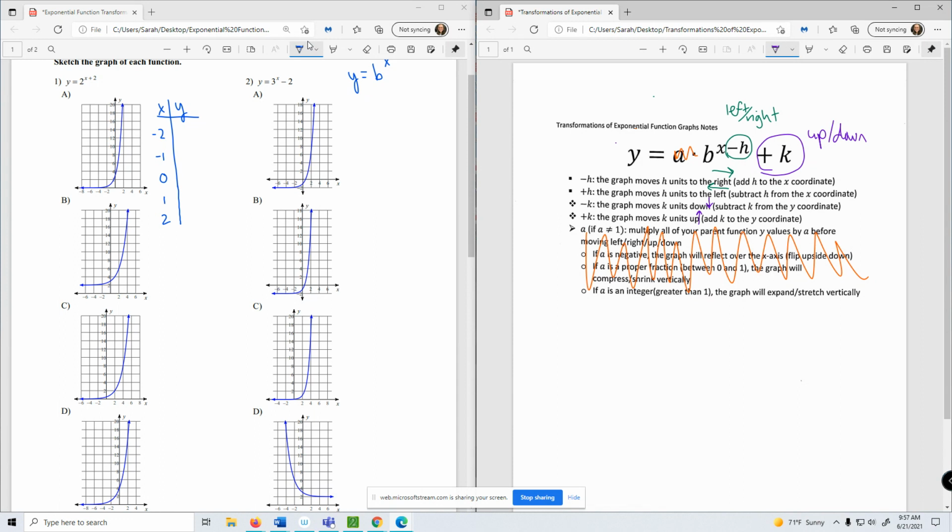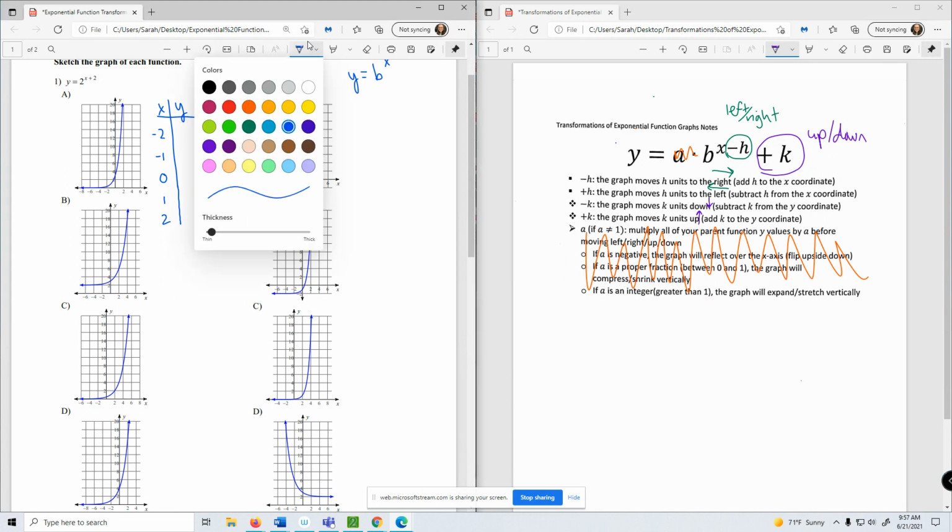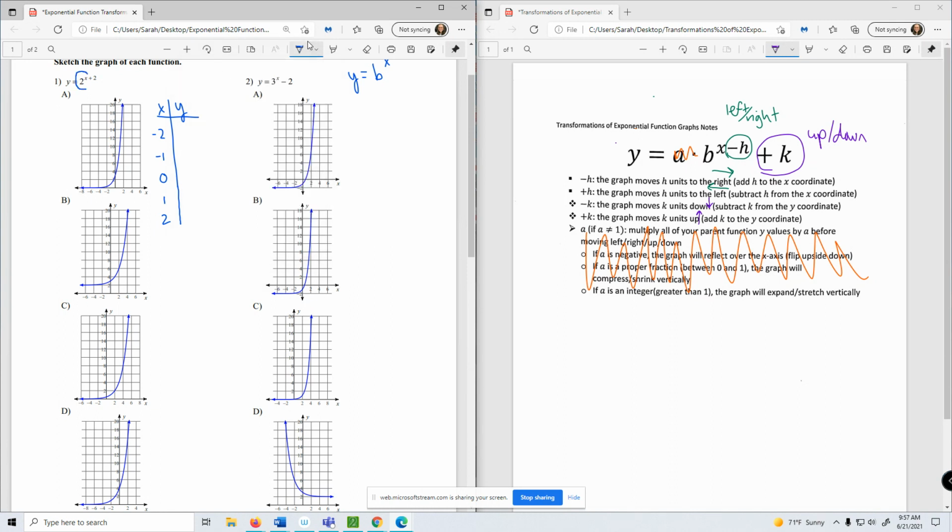So like I said, when you see these today, you're going to start the same way as you did before. Make your table of values for your parent function, using -2, -1, 0, 1, and 2. What I mean by the parent function is just the whatever to the x part. So when I make my table of values, it's going to be for y equals 2 to the x for number 1. So I'm going to go in the middle of my table. I'm going to start with 0.